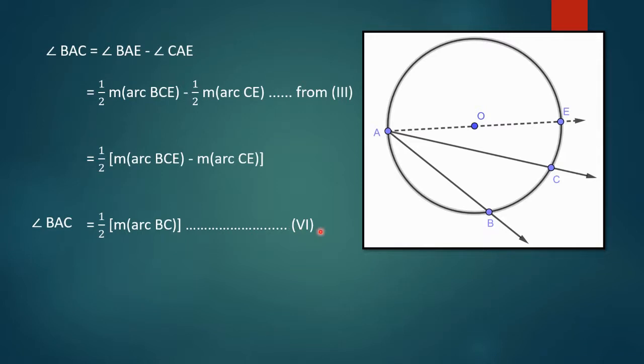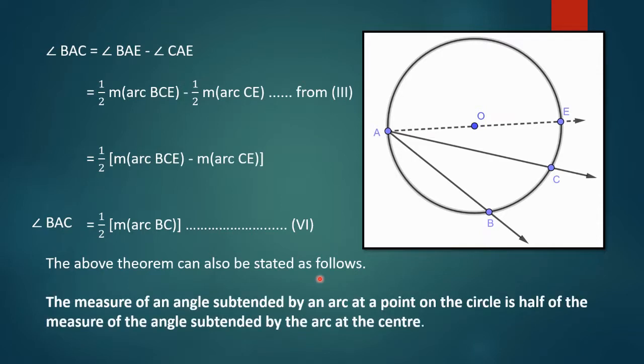If you notice, in each of the three cases, we have proved that the inscribed angle is half of its corresponding intercepted arc. The above theorem can also be stated as follows. The measure of an angle subtended by an arc at a point on the circle is half of the measure of the angle subtended by the arc at the center.